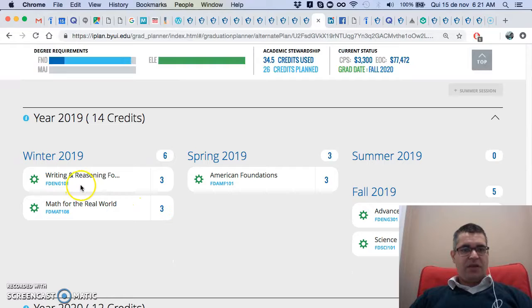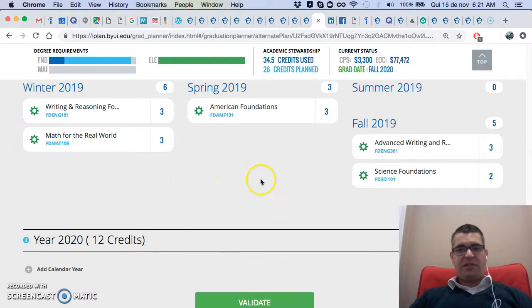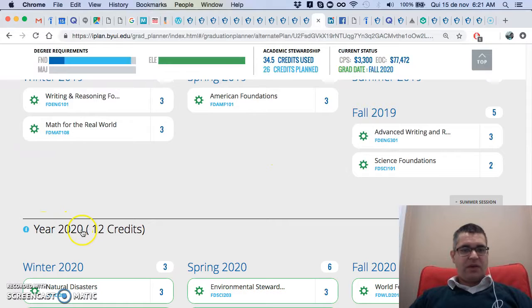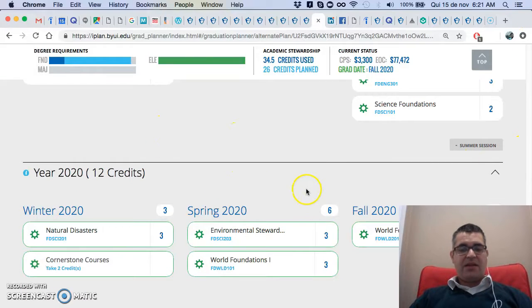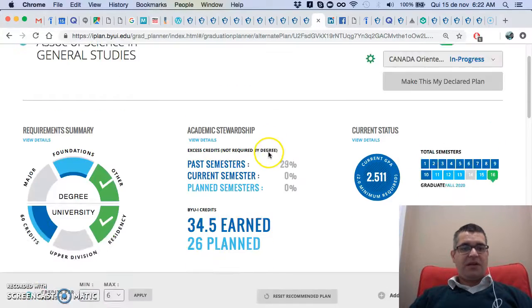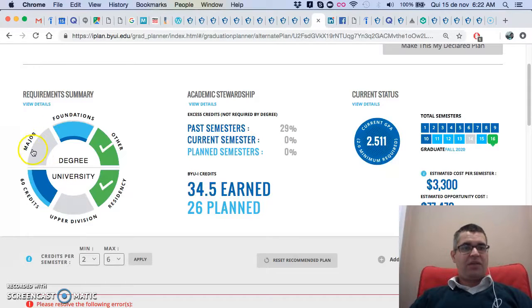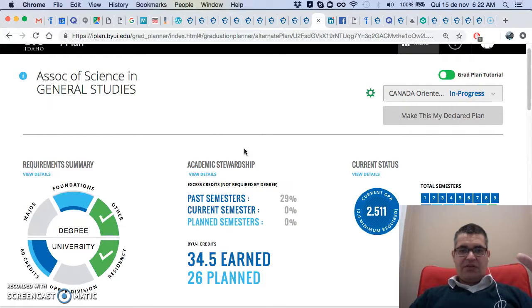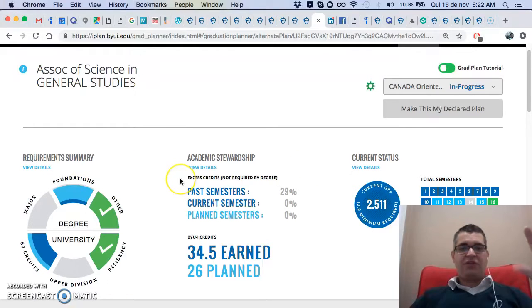Starting this winter, I'll be doing writing and reasoning foundations and American foundations, and advanced writing for next summer. For next fall, in the year 2020, I will graduate with my next degree, which is still an associate degree, after taking these other courses here. And then, only then, I will move up to the remainder of the credits towards my major, which is university studies, to reach my bachelor's. So yeah, I have a long way to go, but I'm happy I found this opportunity to pursue my college from Canada online, because I can do it at my own pace.